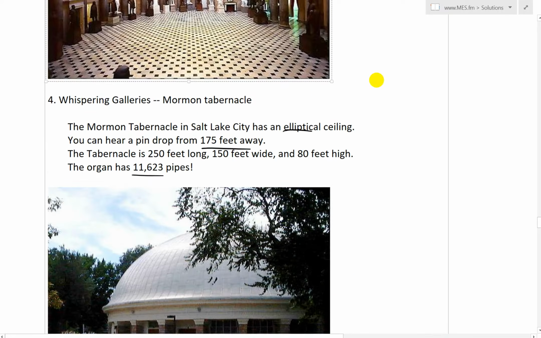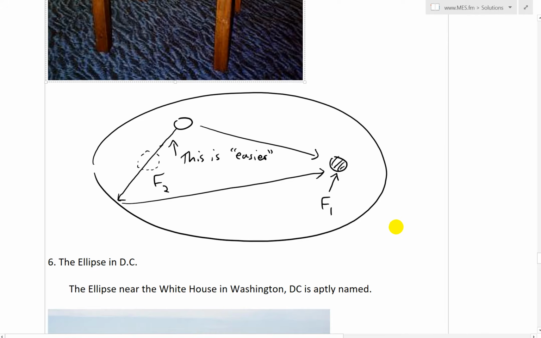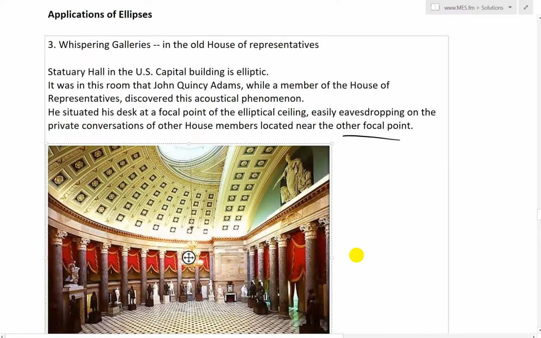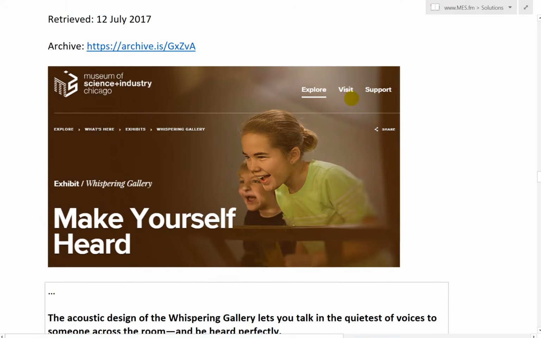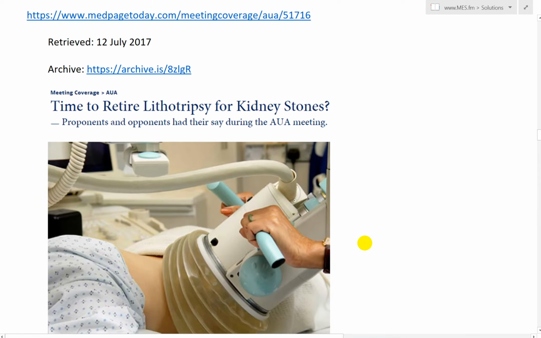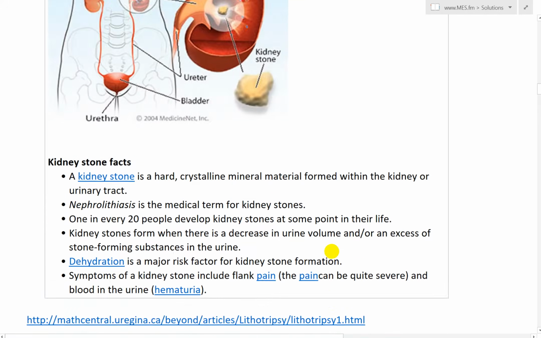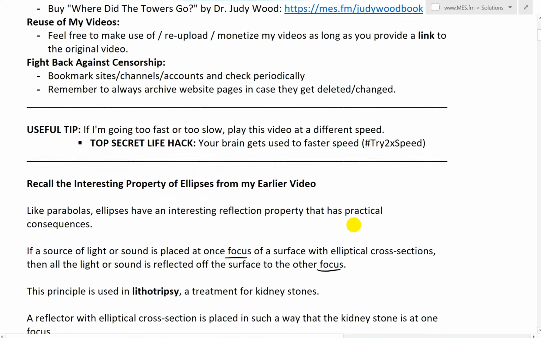And yeah, I want to try out that pool table right here. That'll be pretty cool, especially playing against beginners, if you get good at shooting at the other focus, which is quite fascinating. And some other healthcare stuff, all because of ellipses. So pretty cool. And that's all for today.